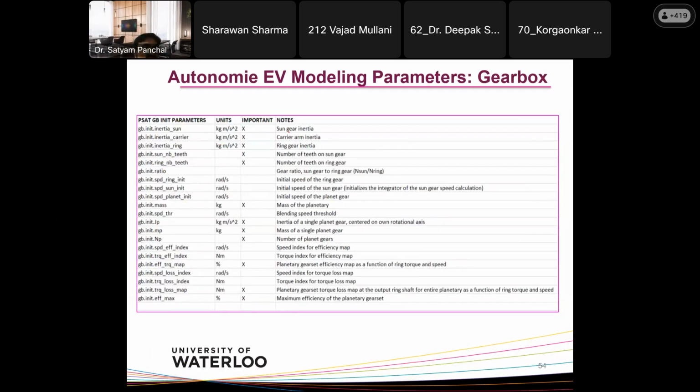Then the gearbox is also one of the important parts, whether sun gear or the other type of gear. Then the ring gear, so the number of teeth in the sun gear, the number of teeth in the ring gear, the initial speed, planet gear mass, the blending speed, number of planet gears, speed index, and the maximum efficiency. All these parameters are required when it comes to the gearbox.